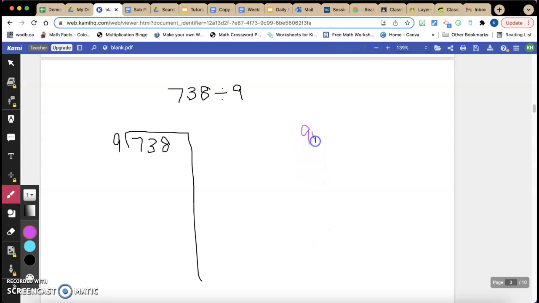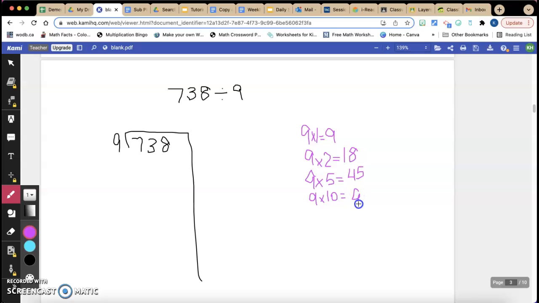9 times 1 is 9. 9 times 2 is 18. 9 times 5 is 45. And 9 times 10 is 90.